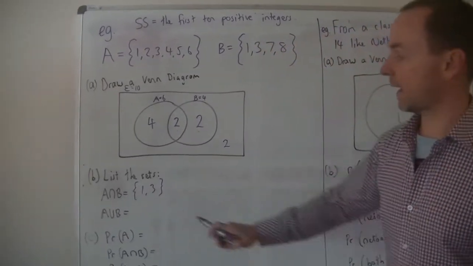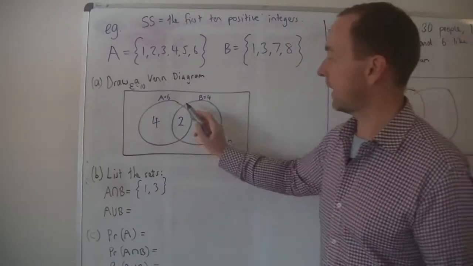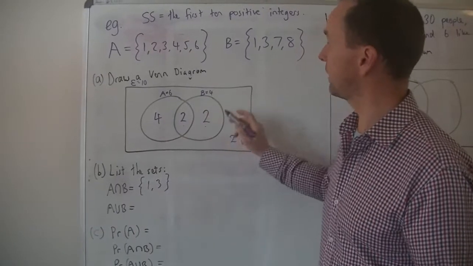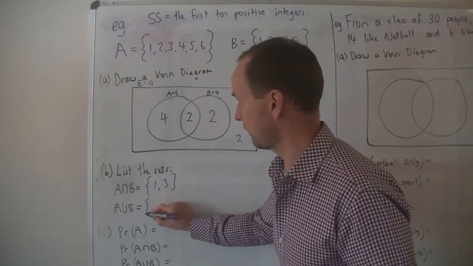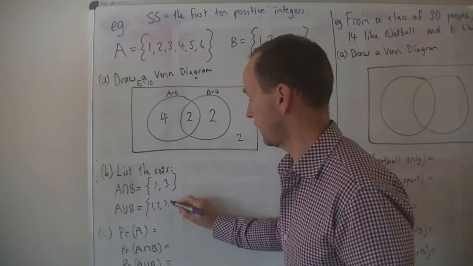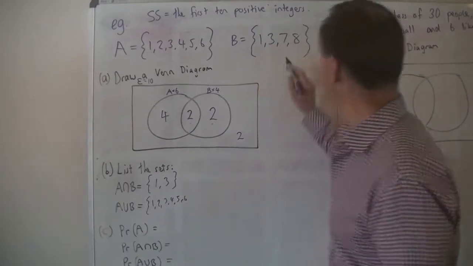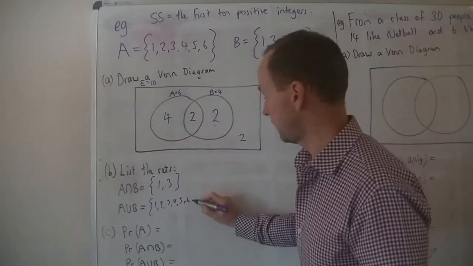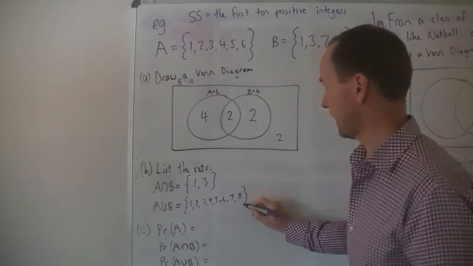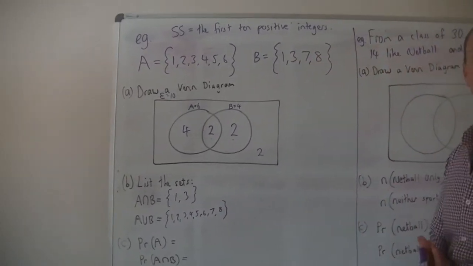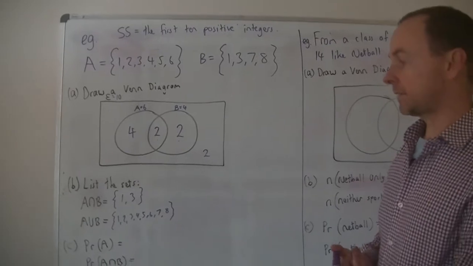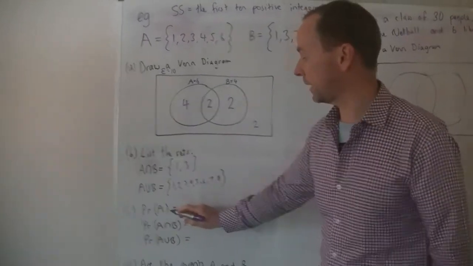List the sets of A union B. That means everything in A and also everything in B. So in A, we've got 1, 2, 3, 4, 5, 6. And we've also got 7 and 8 in B. So we also write 7 and 8 and close the braces there. That's it. Now the next one, let's find the probability of A.